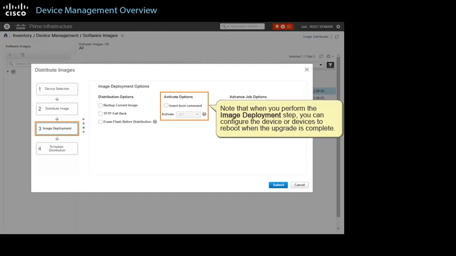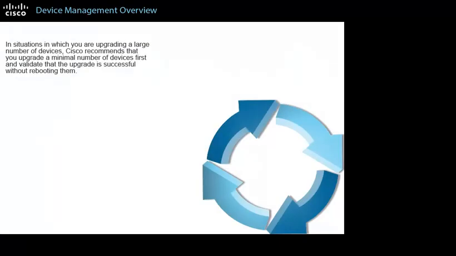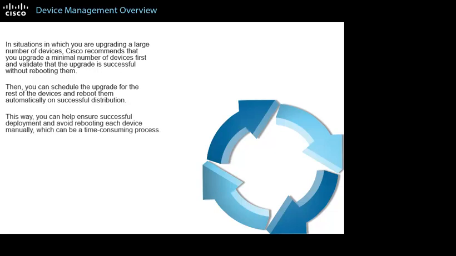In situations in which you are upgrading a large number of devices, Cisco recommends that you upgrade a minimal number of devices first and validate that the upgrade is successful without rebooting them. Then you can schedule the upgrade for the rest of the devices and reboot them automatically on successful distribution. This way, you can help ensure successful deployment and avoid rebooting each device manually, which can be a time-consuming process.